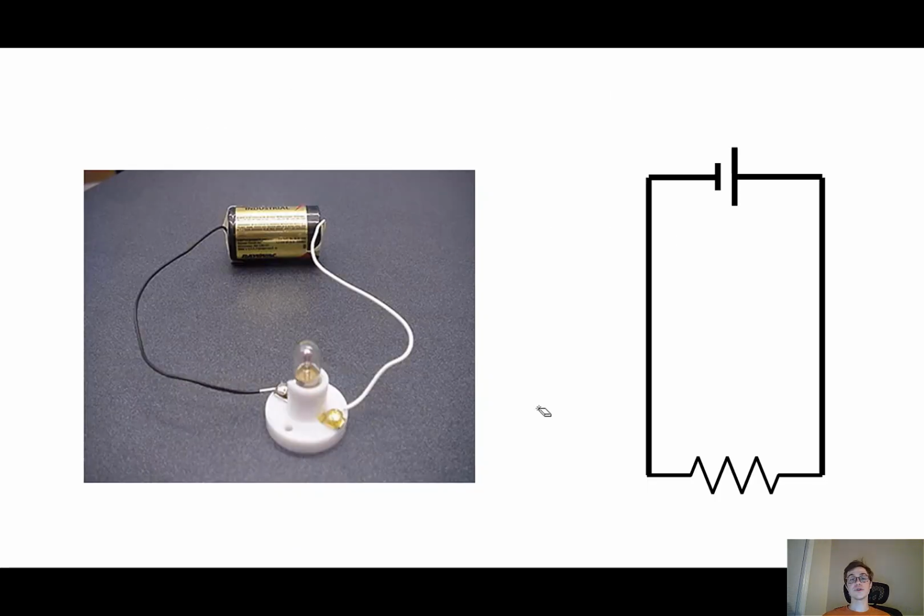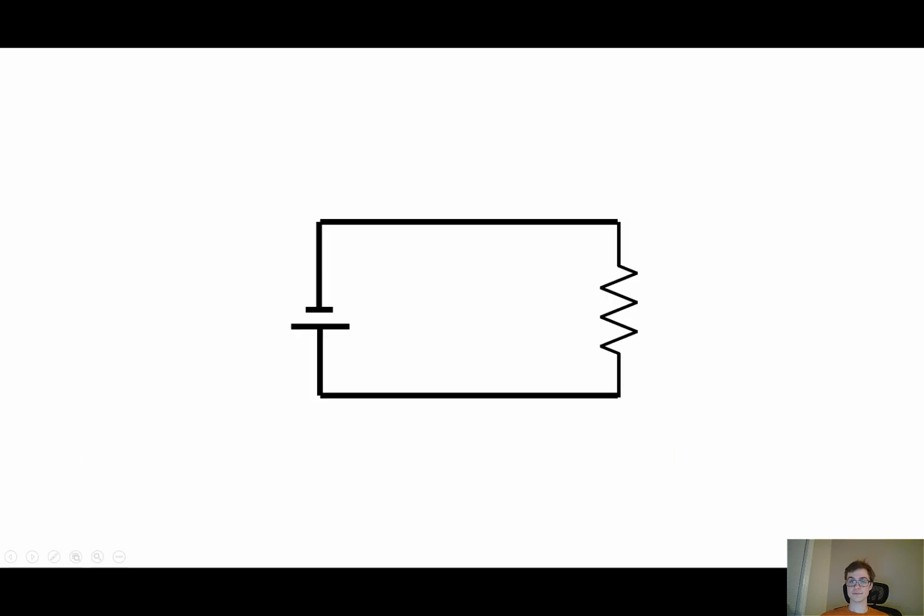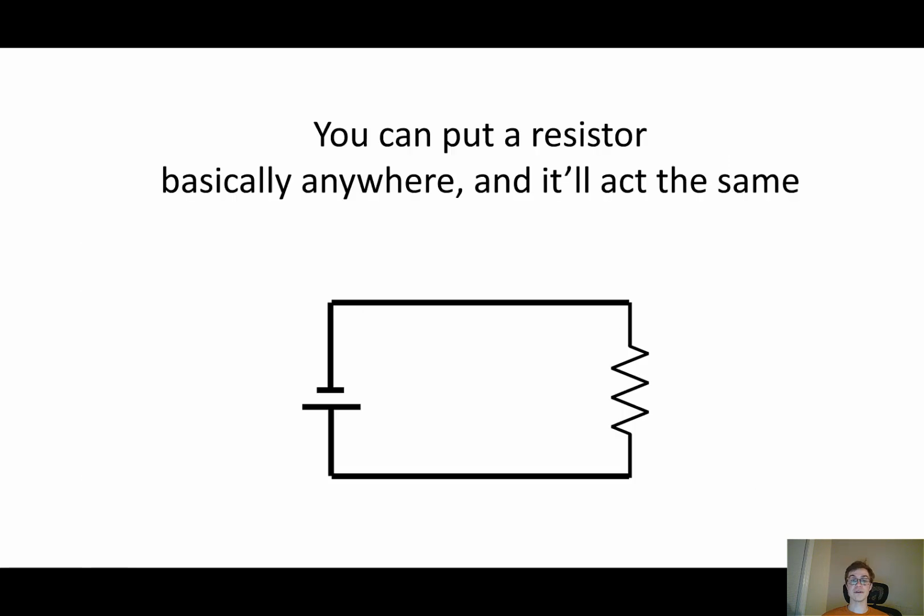We represent real-world situations with symbols. This is the symbol for a battery. This is the symbol for a resistor. It's something that slows down the electrons and takes away their kinetic energy. And these straight lines are just wires. This is the particular example circuit I'm going to use right now.